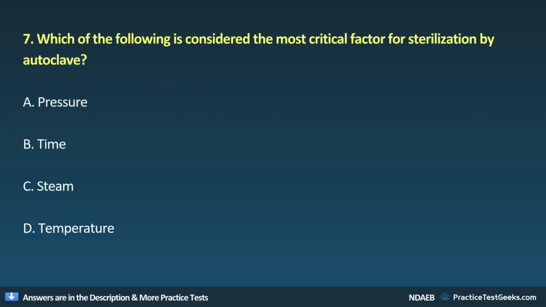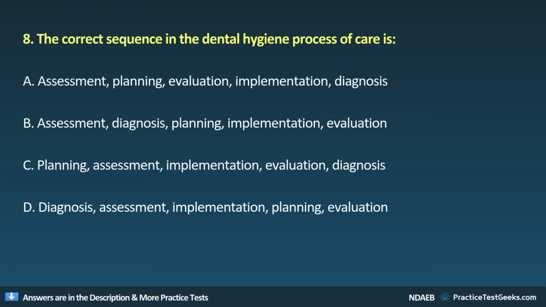7. Which of the following is considered the most critical factor for sterilization by autoclave? A. Pressure. B. Time. C. Steam. D. Temperature. 8. The correct sequence in the dental hygiene process of care is A.